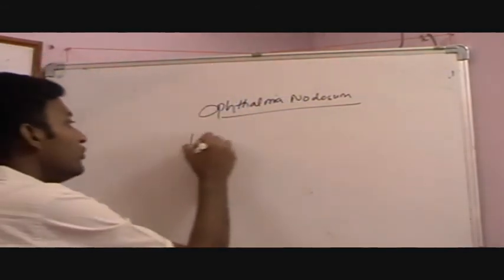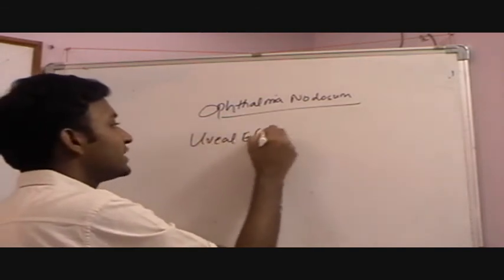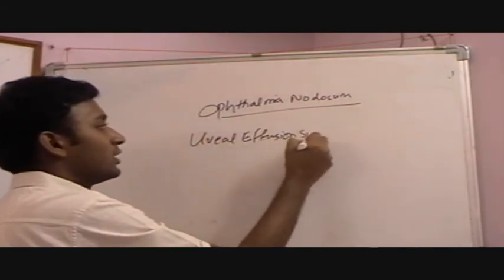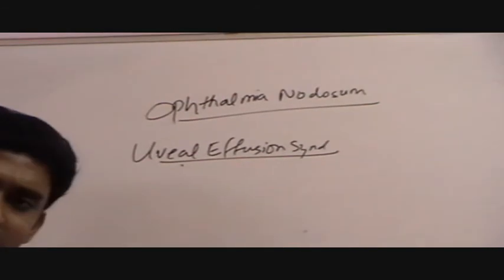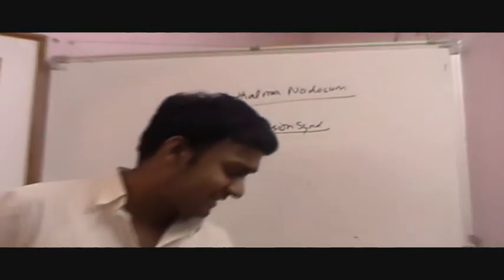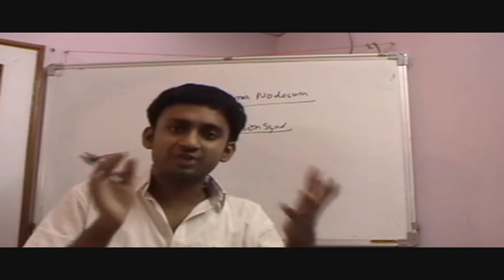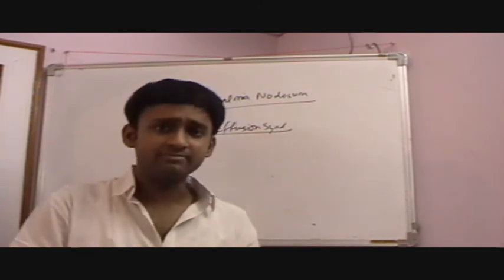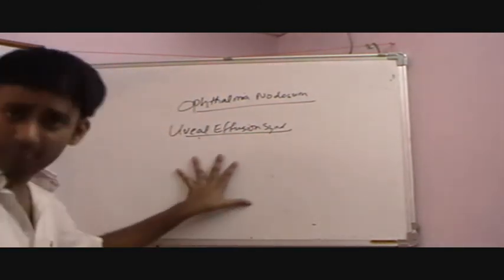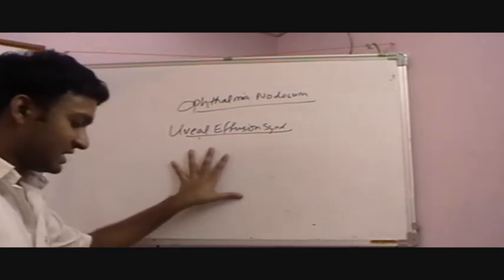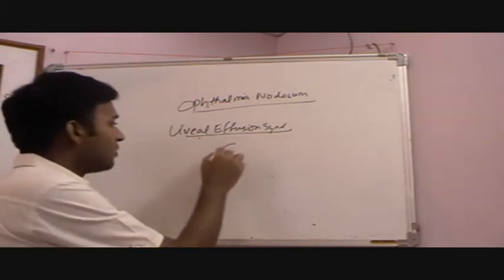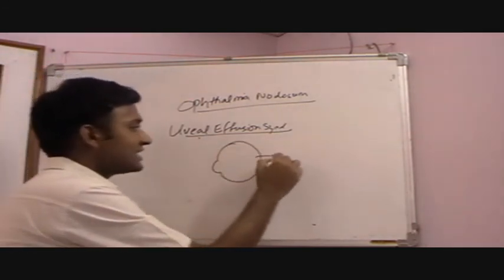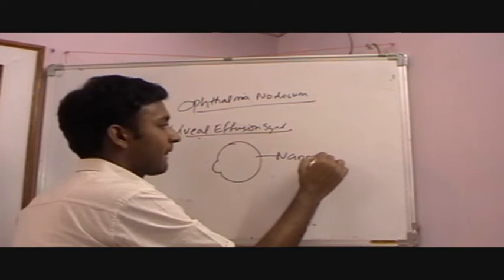Second, what is uveal effusion syndrome? Uveal effusion syndrome is an idiopathic condition. They say the pathology is because of the thickness of sclera. The thick sclera is going to obstruct the outflow of aqueous humor. So there's risk of glaucoma. And not just that, the eye will be very different in this uveal effusion syndrome. There's going to be a small eye called nanophthalmos.